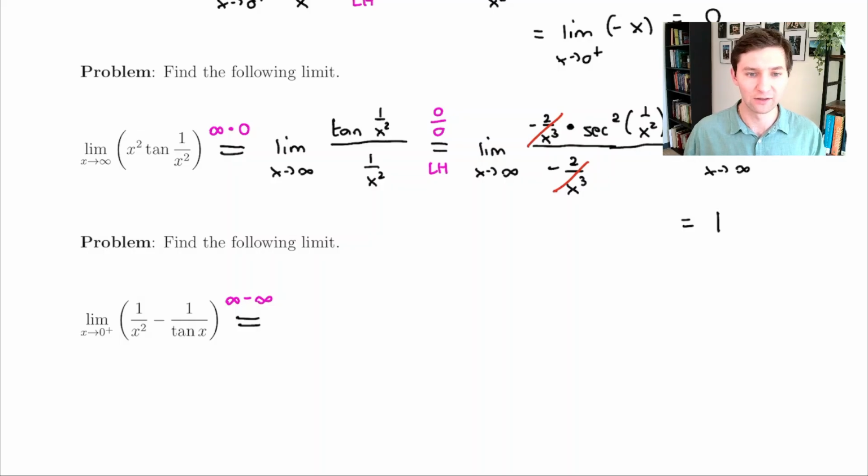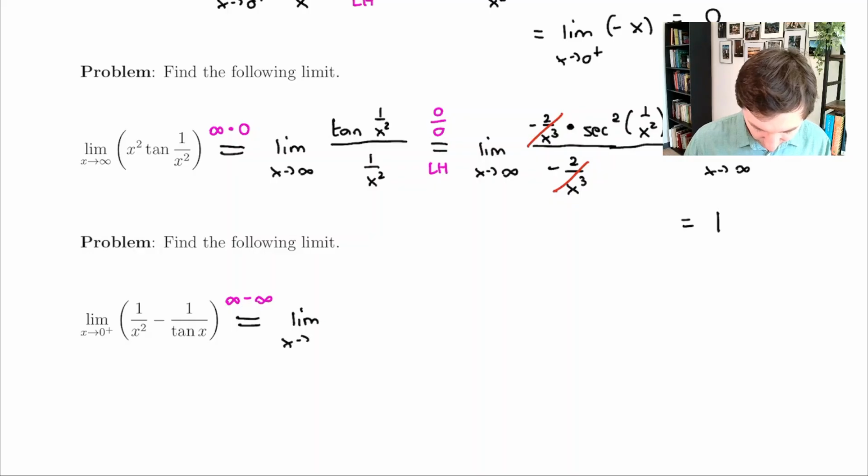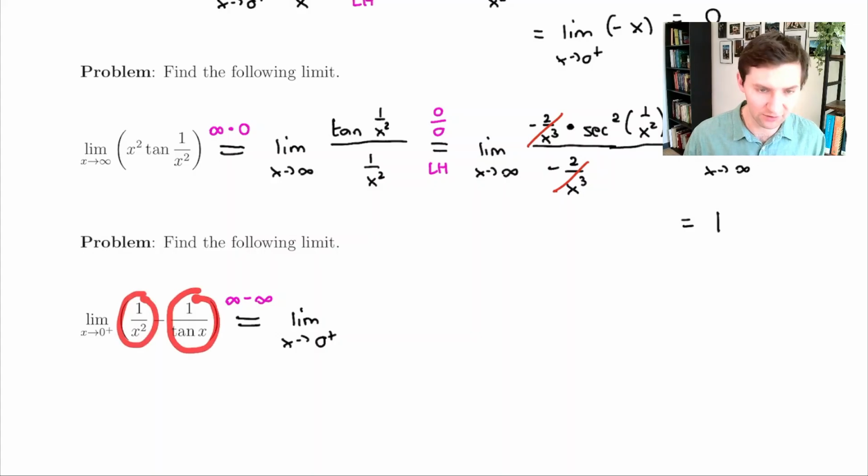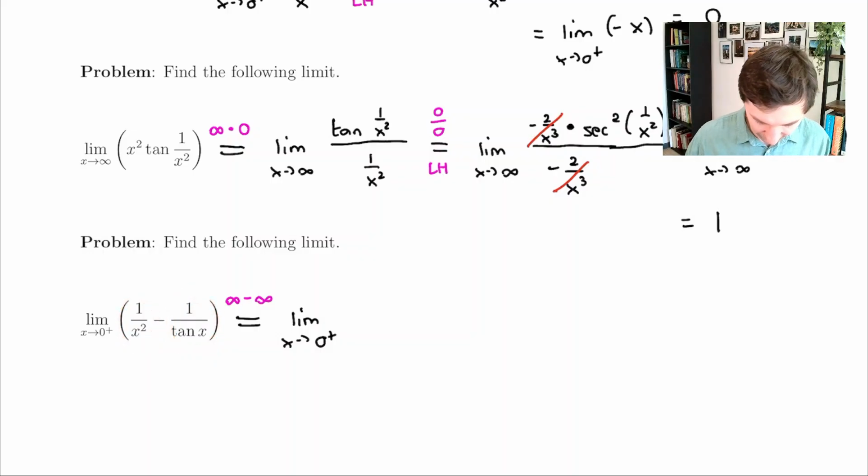To rewrite it in a form something divided by something, I will find a common denominator, and I will get the limit as x goes to 0 from the right side. I will multiply this fraction at the top and at the bottom by tangent of x, and I will take this fraction and multiply top and the bottom by x squared. And I will get, in the numerator, tangent of x minus x squared, and in the denominator, x squared tangent of x.